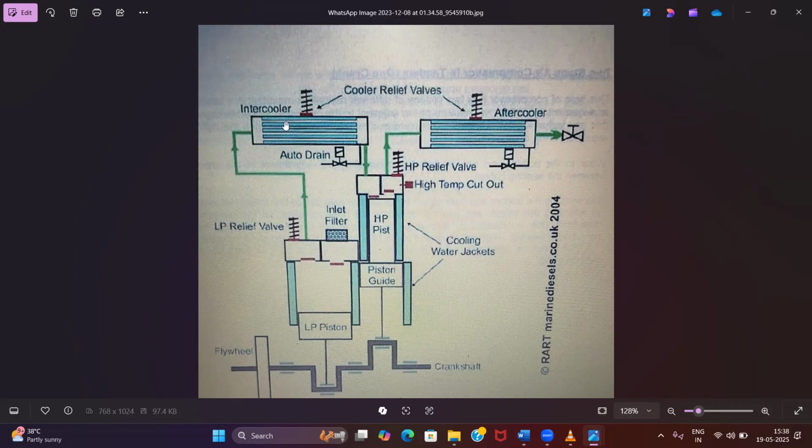Okay, now don't mix up the relief valve with that. That relief valve is separate. That is the first stage discharge relief valve. Agree? In the diagram.